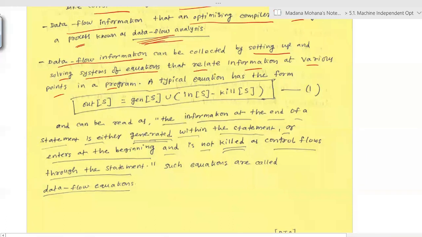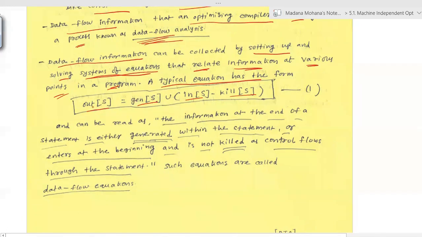So data flow information can be collected by setting up and solving some systems of equations that relate information at various points of the program, using a typical equation of the following form: out of S equals gen of S union in of S minus kill of S. Here S is any basic block.